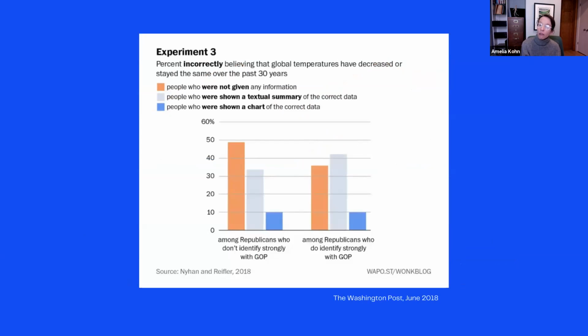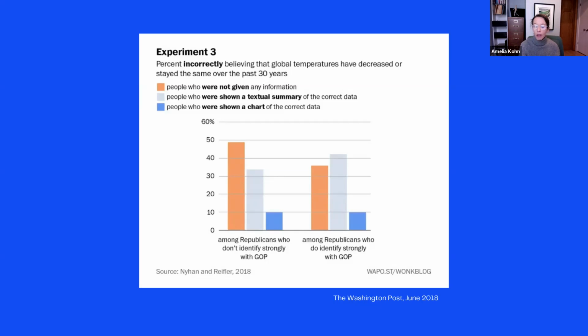Okay, so not only is data displayed visually easier to process, it actually appears to have more impact. A June 2018 Washington Post article described a series of experiments in which data displayed in charts significantly reduced the misperceptions of subjects, both liberal and conservative, on important political issues. So the chart you're looking at shows the results of just one of those experiments.